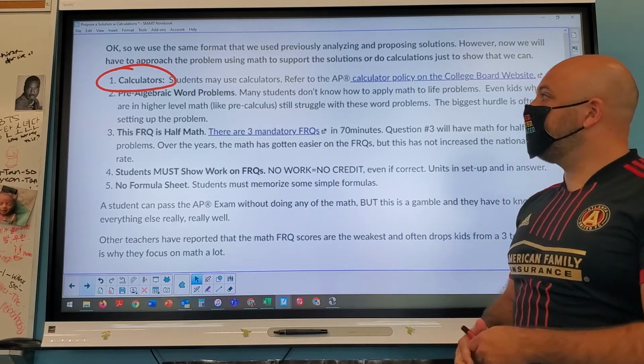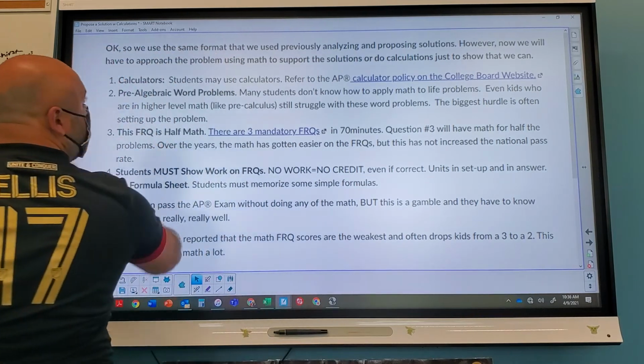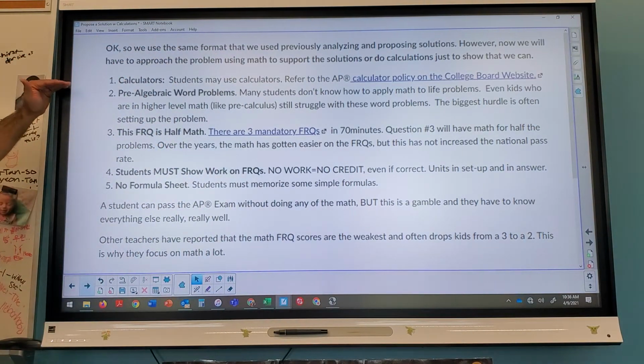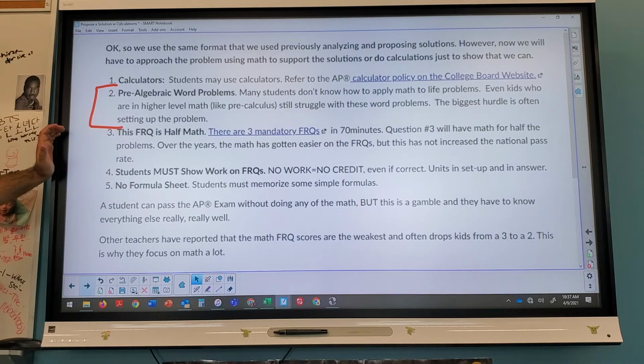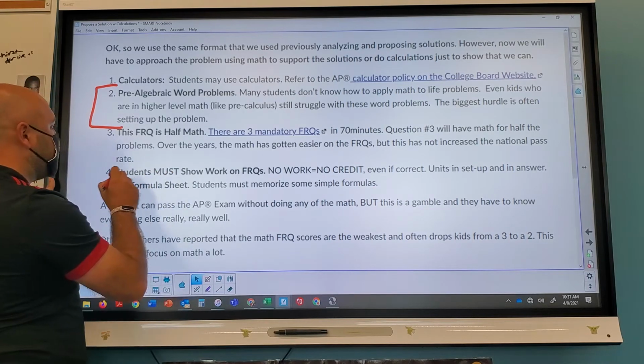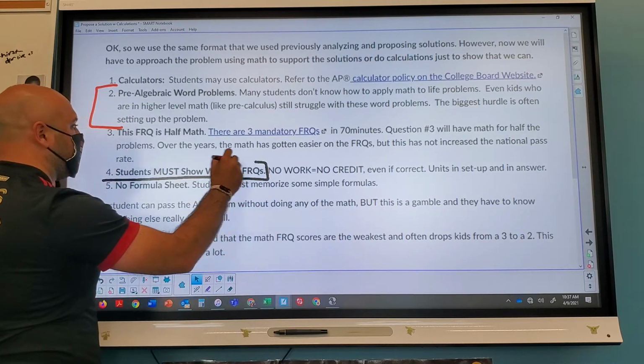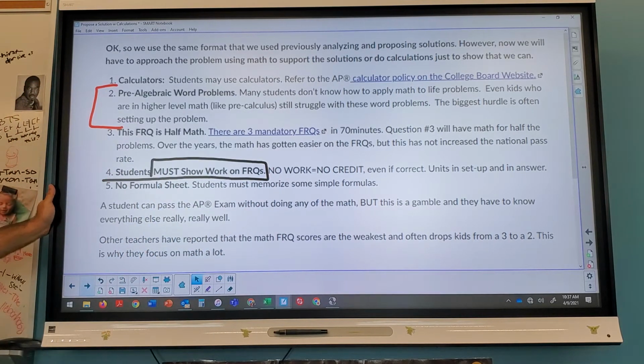Okay? Next up, pre-algebraic word problems. They're talking here about how many students do not know how to apply math to real-life problems. That's essentially what this is. So your ability to juggle word problems will matter here. This FRQ was half math. And number 4 here, this is the big one. Students must show work on the FRQs.